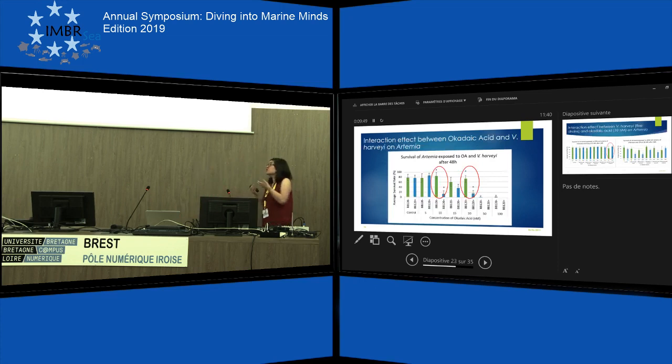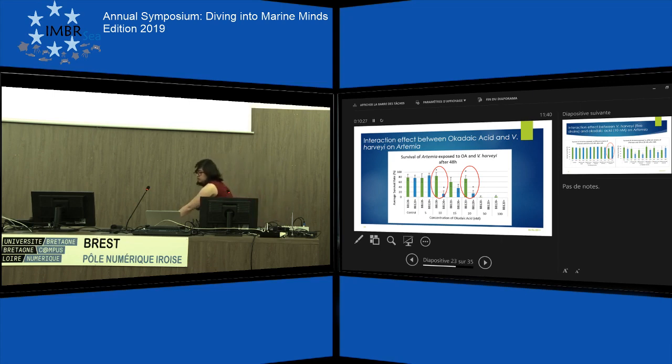Now analyzing the interaction effects. The interaction effect between Okadaic acid and Vibrio harveyi. The green bars represent absence of the Vibrio harveyi BB120 strain, and the blue ones represent the presence, and these are the different concentrations of Okadaic acid used. These results are after 48 hours, because the results after 24 hours had no significant interactive effect. So these results show that we can find an interactive effect in 2 concentrations, 10 and 20 nanomolar.